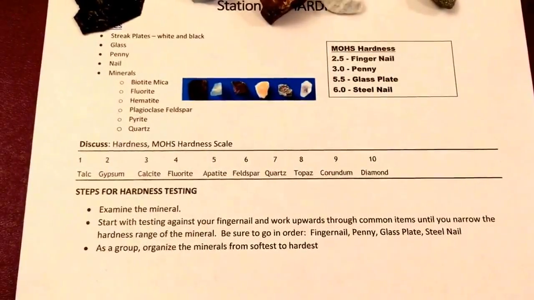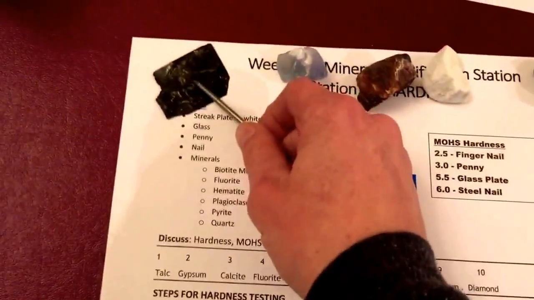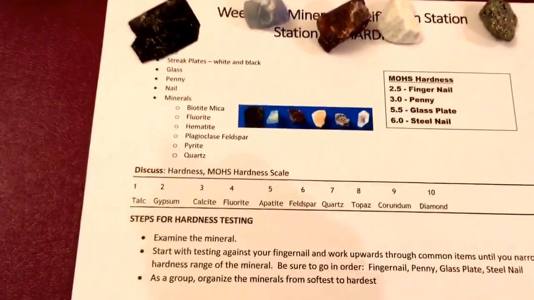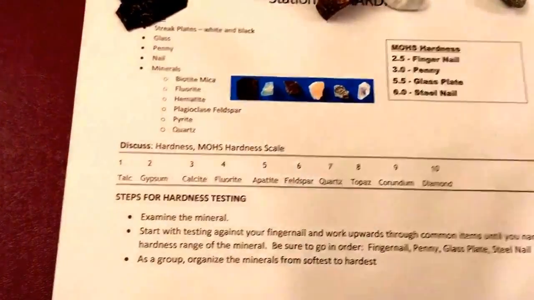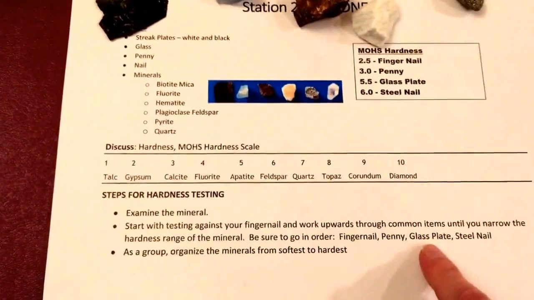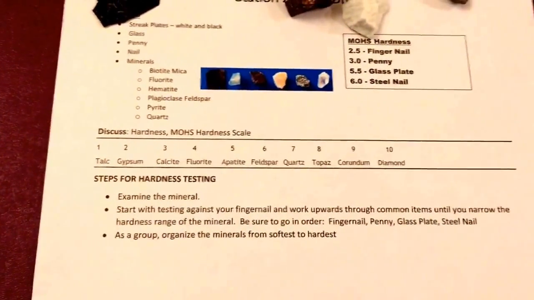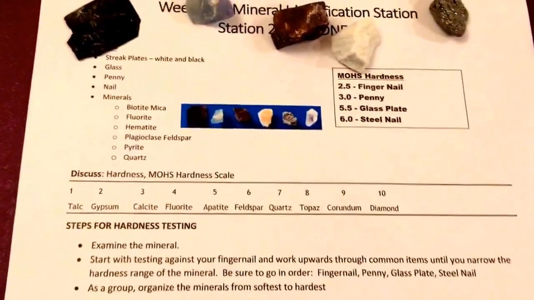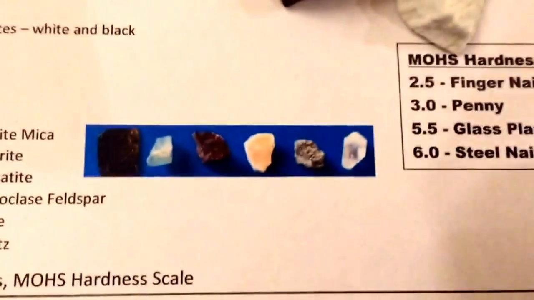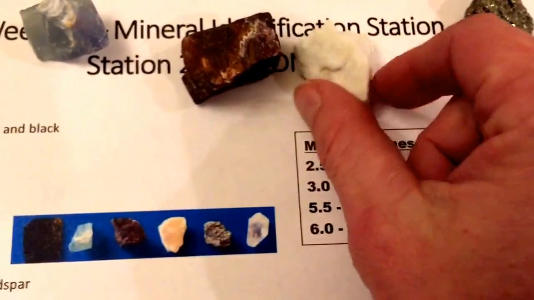And we want to go in order because it would be really unfortunate to totally scratch up a mineral with a steel nail that was scratchable with our fingernail. So let's try to do that, going in order of the fingernail, then the penny, then the glass plate, and the steel nail. And then finally, putting them in order from softest to hardest. And if you want a little cheat sheet, there it is right there. These are the order. I don't know why this shows up yellow. It's this white mineral right here, just so you know.